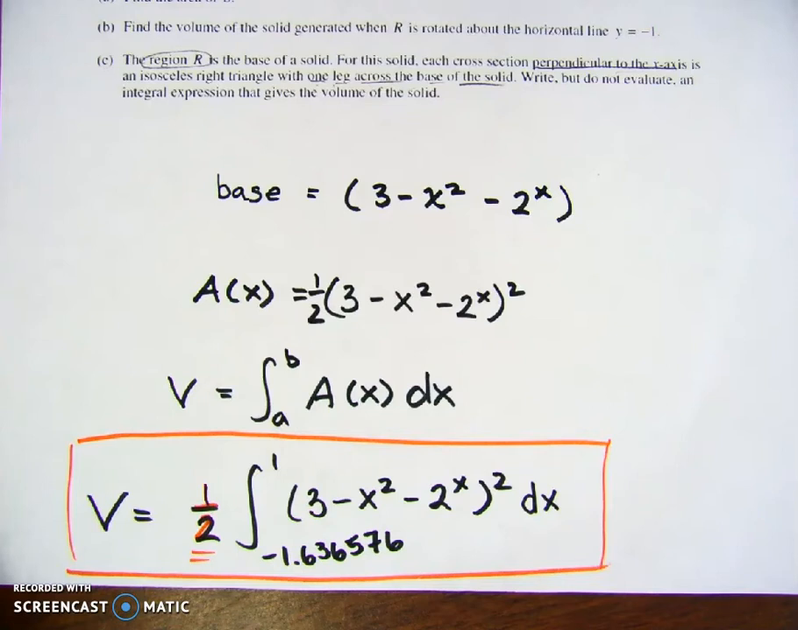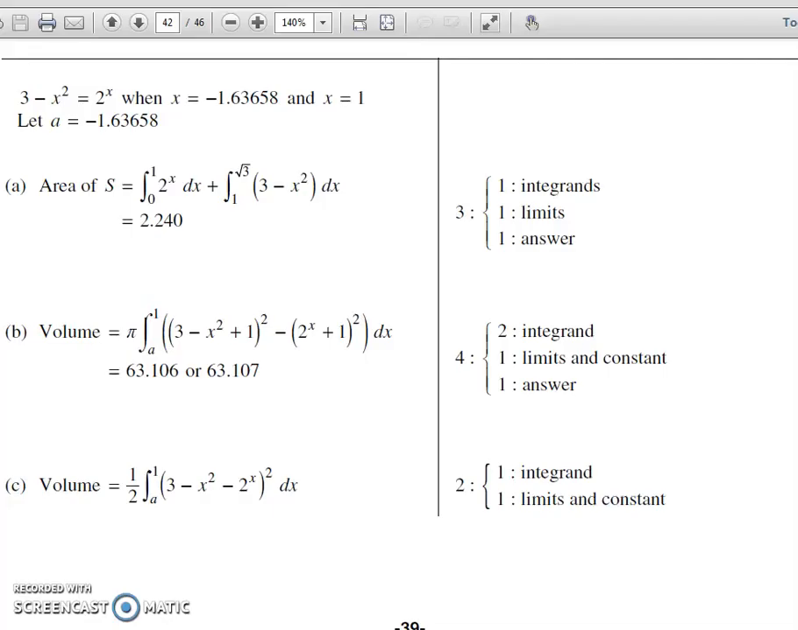Now I'm going to show you the rubric. Notice that part C alone would give you 2 points: 1 point for the integrand, 1 point for the limits and constant. Part A and part B gave you the most points. Part A was 3 points: 1 point for the integrand, 1 point for the limits, and 1 for the answer. Part B is 4 points: 2 points for the integrand, 1 point for the limits and constant, and 1 point for the answer.